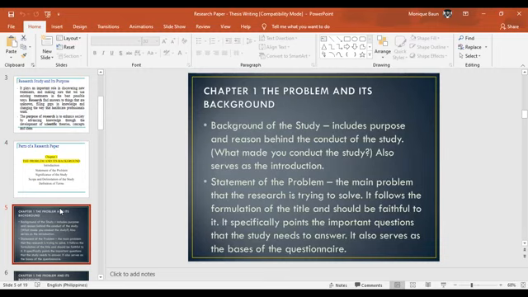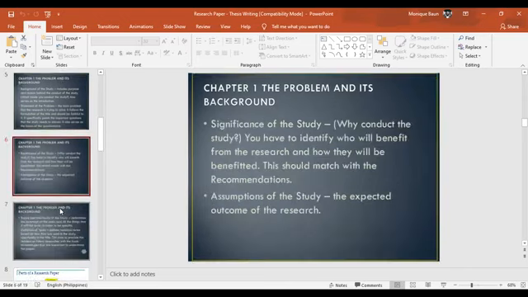At the end of the day, you will gather the data, and that data will come from your respondents. For the statement of the problem, in order for you to look for the answers, you have to prepare a questionnaire. Next is the significance of the study.